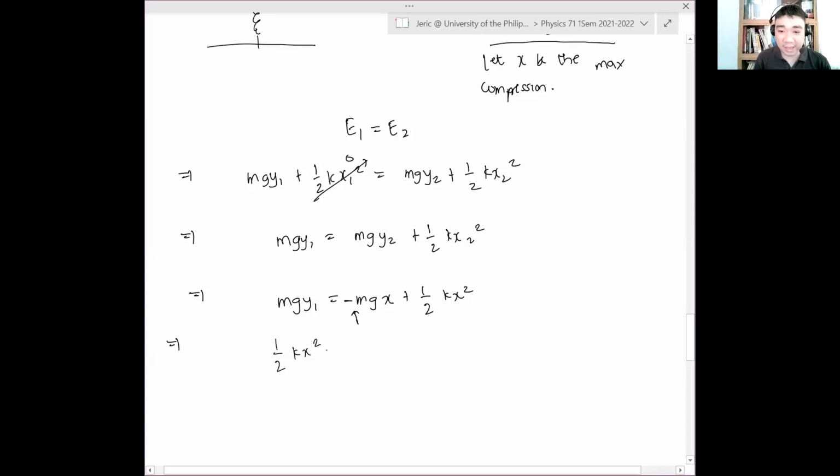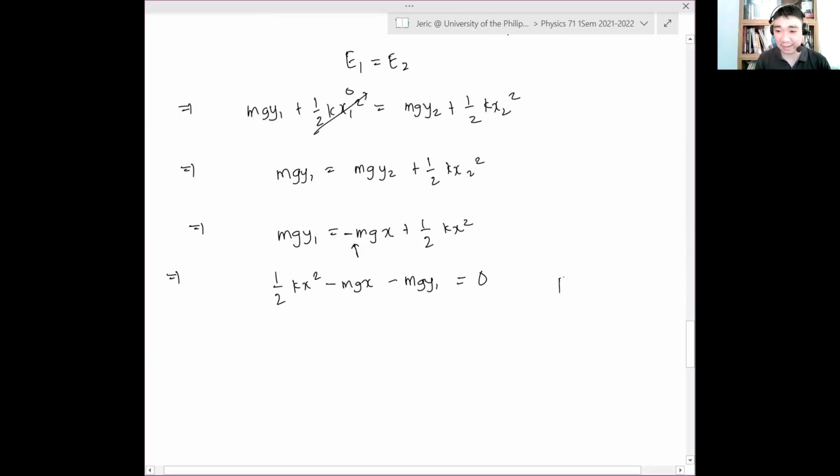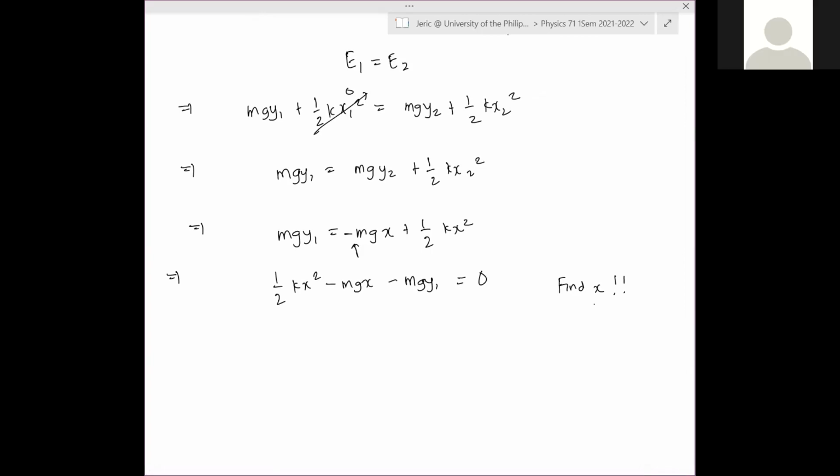So, I have 1/2 kx squared minus mgx minus mgy1 equals 0. Again, we want to determine x. So, find x. Pero paano hanapin yung x na ganyan? Sir, gawing quadratic. It is a quadratic equation, right? Ito yung sinasabi kong importante sa diagnostic exam.